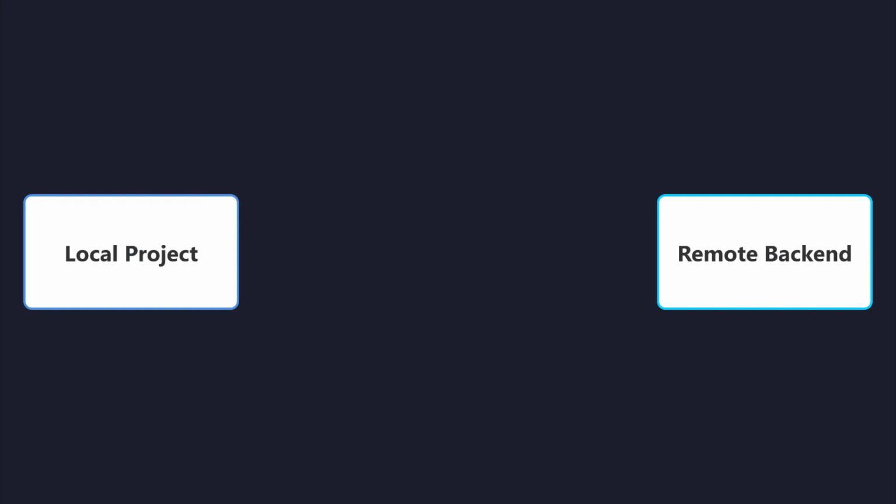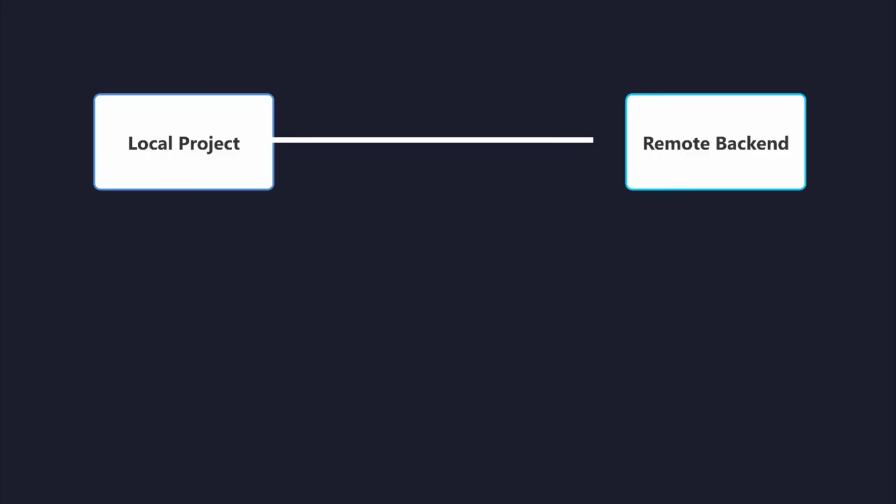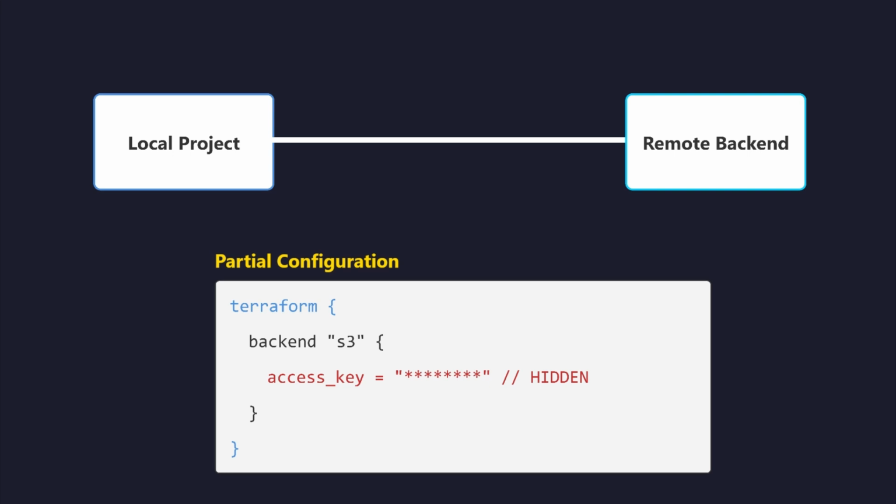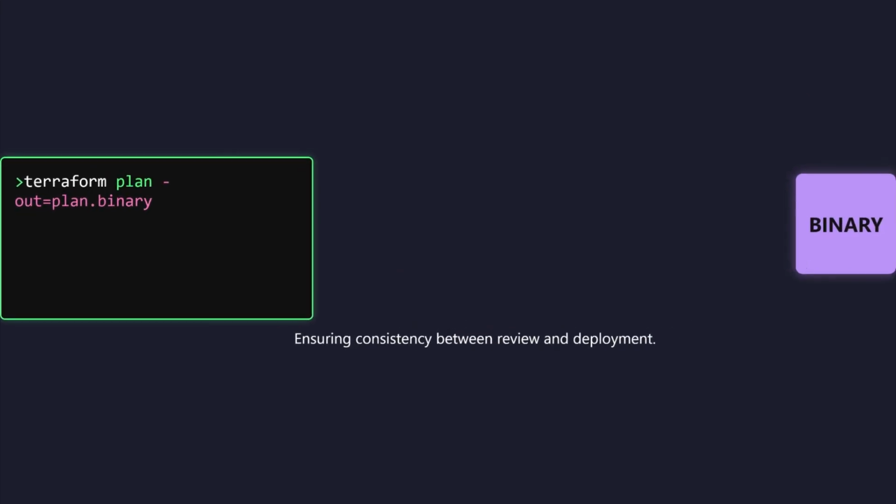Initialization must point to a remote state backend to ensure the plan is calculated against the current live environment. Use a partial configuration to keep sensitive backend details out of the source code repository.